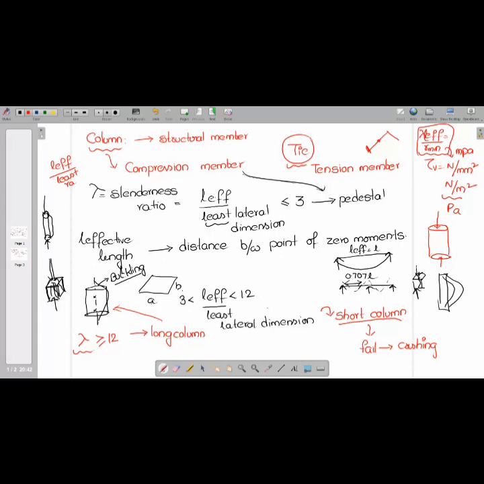Hello? Is it clear, student? In case of a rectangular column, you can take it. Okay.